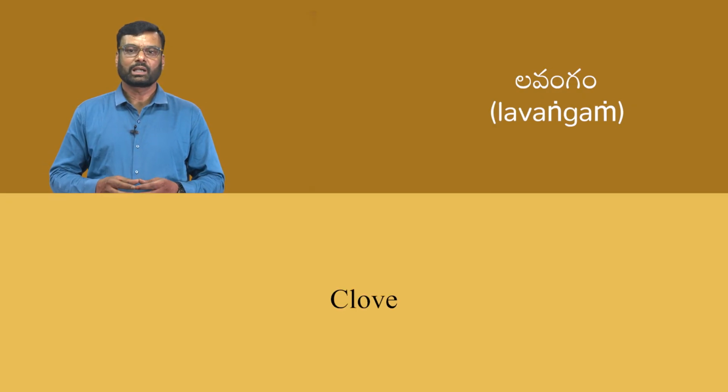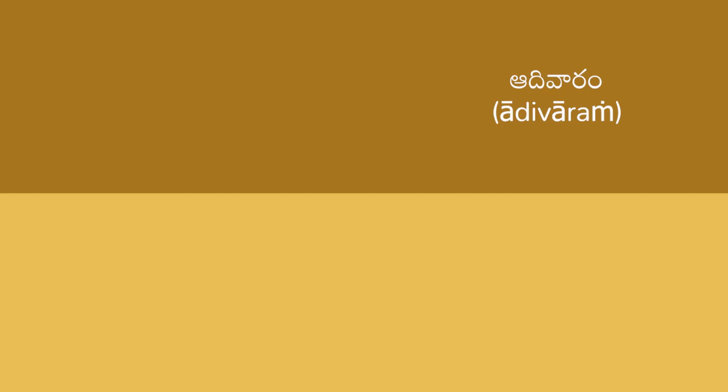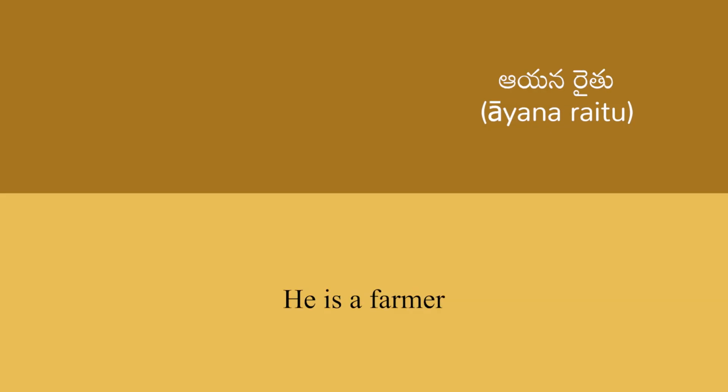Lavangam, clove. Let us proceed to the next one. ఆదివారం which means Sunday. దేవుడి తేరు, God's chariot. ఆయన రైతు. He is a farmer. Students will now form semantically meaningful sentences based on this group to enhance comprehension and practical application.